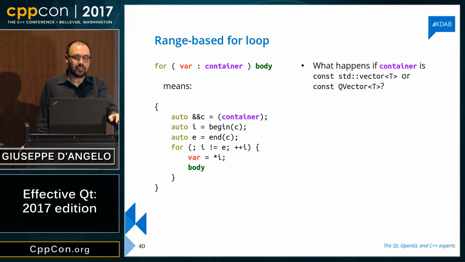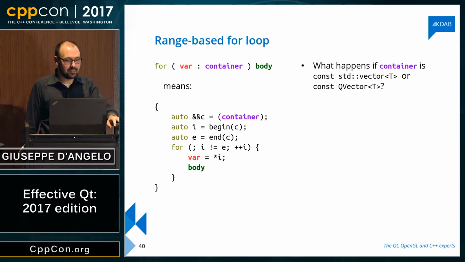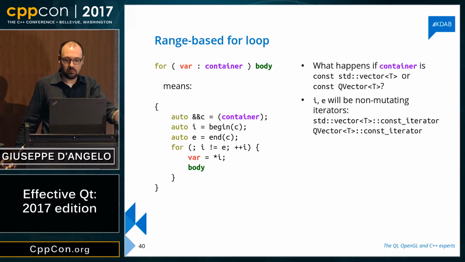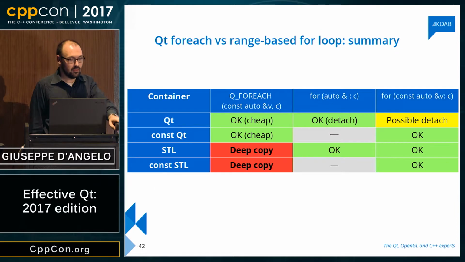And finally, what happens if instead the container is a const standard vector or a const QVector? Well, in that case, c is going to be a const reference. Begin and end are not going to detach anything because what they need to return are non-mutating iterators, sorry, const iterators. So everything is fine.